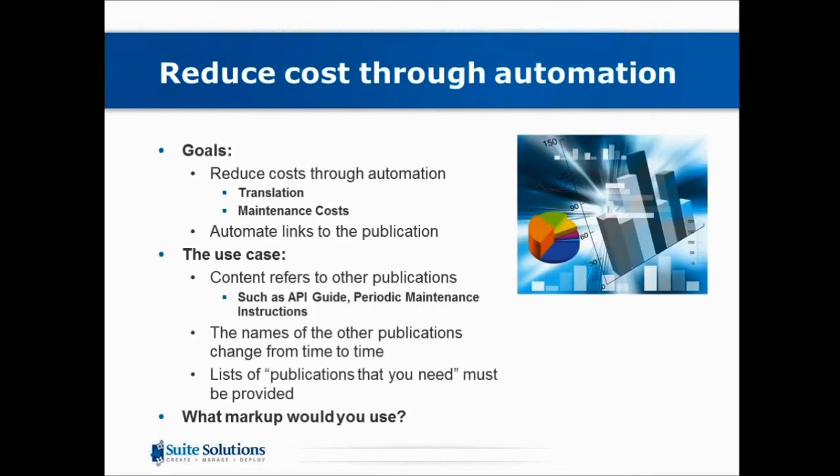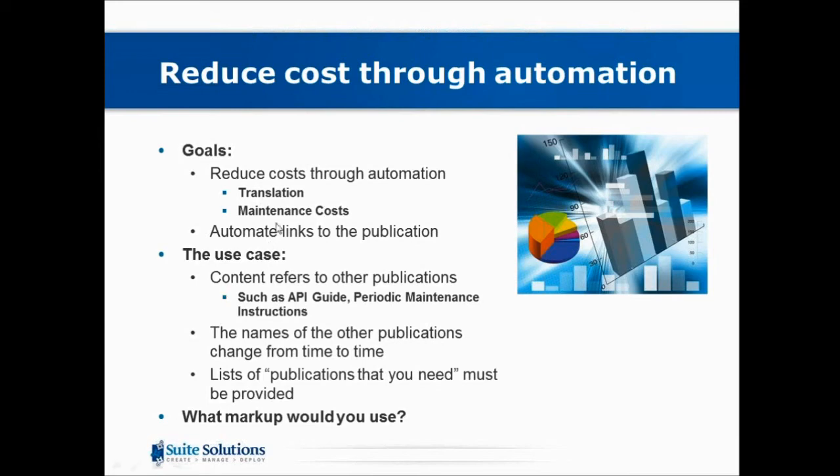I'd like to give another example now, and that's a case where we want to reduce costs through automation. I'm giving a very specific use case. Our goal here is that our content refers to other publications. So I have some complicated instructions, and in these instructions I refer to other publications: an API guide, the periodic maintenance instructions, a site prep guide, maybe even a publication by a different vendor. But I want to refer to these.